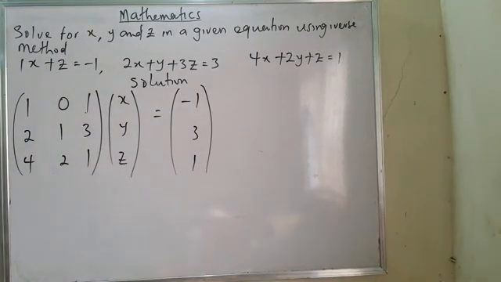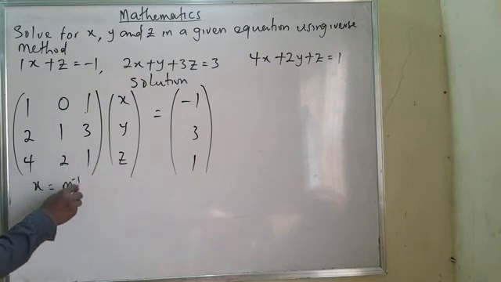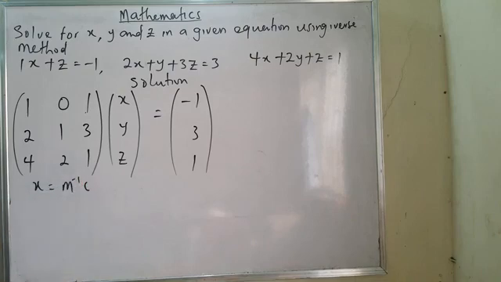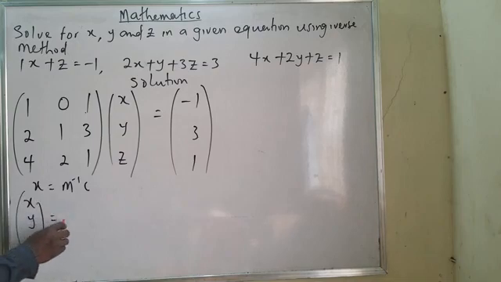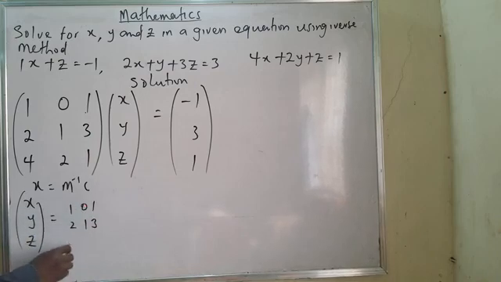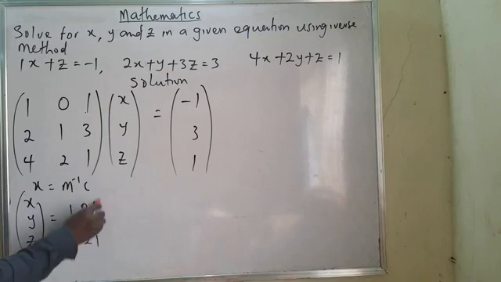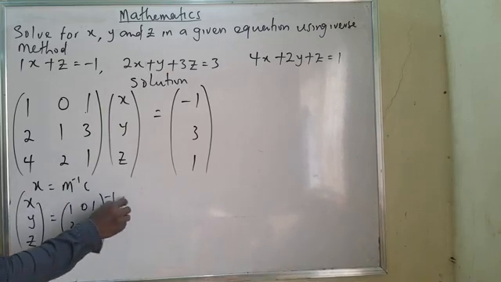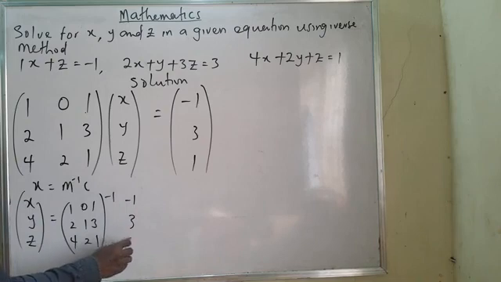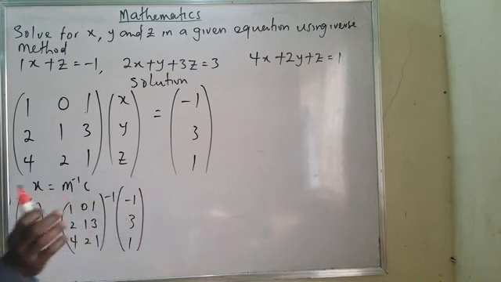Now, I've told you that you find the inverse of this, by having x equals m inverse of c, or constant. It means I'll be talking about x, y, z equals the inverse of the matrix 1, 0, 1, 2, 1, 3, 4, 2, 1, multiplied by minus 1, 3, 1. That is all about that.